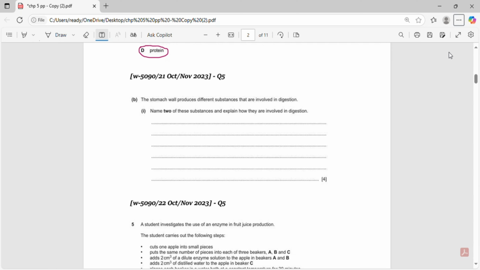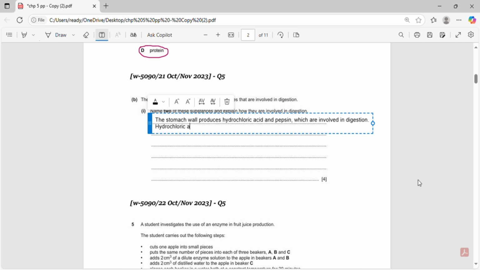Alright, so we're back to a theory-based question. This one says, the stomach wall produces different substances that are involved in digestion. We're asked to name 2 of these substances and explain how they help in the digestion process. So, the correct answer would be, the stomach wall produces hydrochloric acid and pepsin.